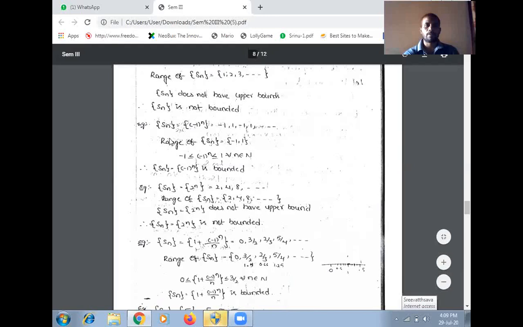Another example, Sn equal to minus 1 whole to the power of n. If n equal to 1, we get minus 1. If n equal to 2, we get plus 1. If n equal to 3, we get minus 1. If n equal to 4, we get 1. So the sequence is minus 1, 1, minus 1, 1.